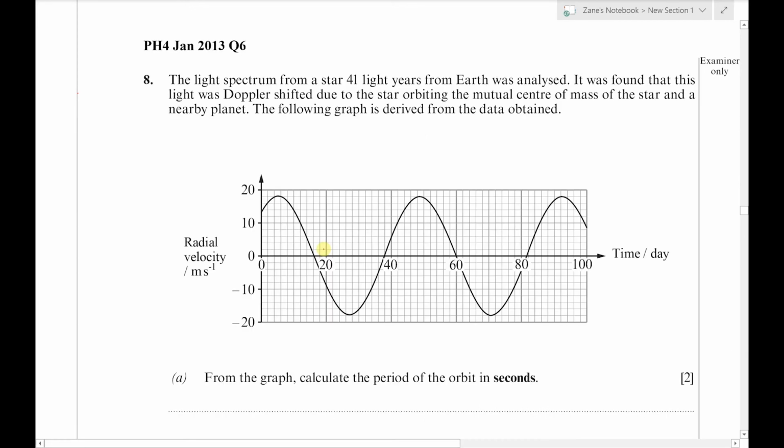Welcome to another WJEC A level physics question. This time is question 6 from January 2013's PH4 paper, and it's an orbits in a wider universe question, which is currently in unit 4.